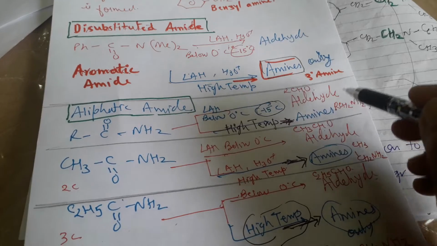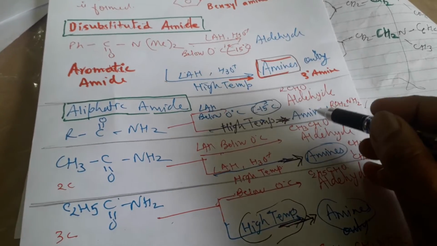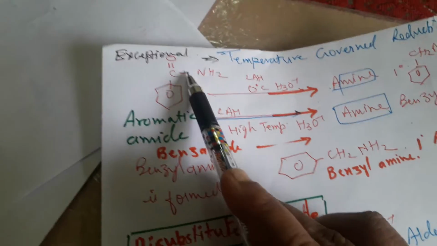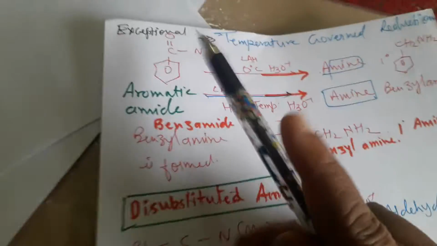0 degrees, so you'll get aldehyde. But at high temperature, at room temperature, you will always get amines. So now we'll do aromatic amide. Aliphatic amide, you understand? Now aromatic amide.